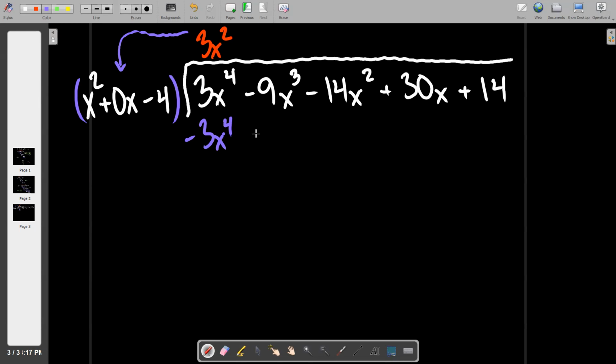I like to have a term now that matches with the other one. So right here, I'm going to put plus or minus, doesn't matter, 0x to the third. That way, that negative 9x to the third has a buddy below it to combine with, and everyone stays in line with their homies. That's the goal.